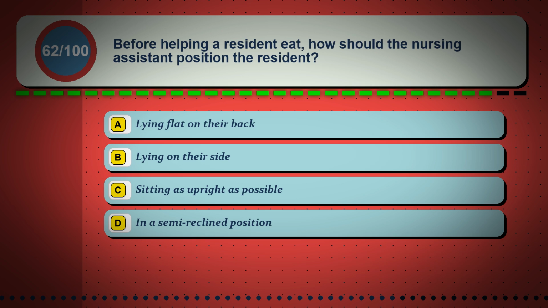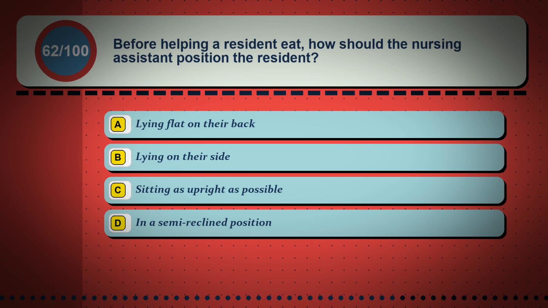Question 62. Before helping a resident eat, how should the nursing assistant position the resident? Option A, lying flat on their back. Option B, lying on their side. Option C, sitting as upright as possible. Option D, in a semi-reclined position.